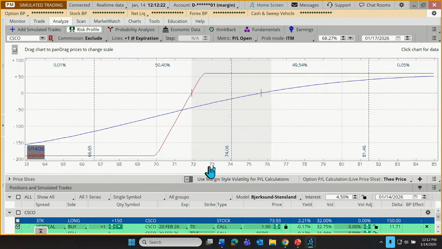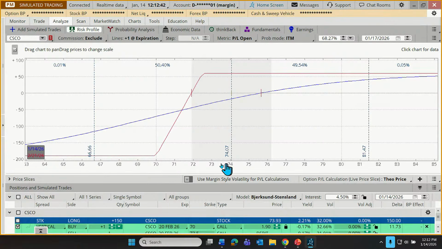Well, these are potential price levels for Cisco. And there's a number right in the middle. See where it says 74.06? This vertical line is a visual reference point. We refer to that as a slice. It's slicing the chart right in half, and it's showing us where the current price of Cisco is.